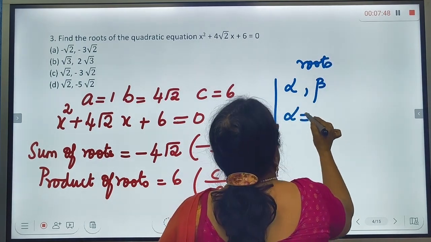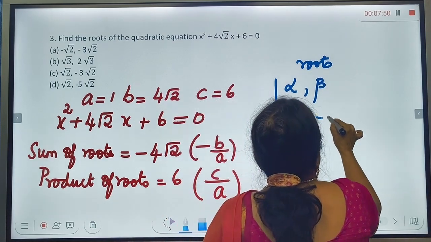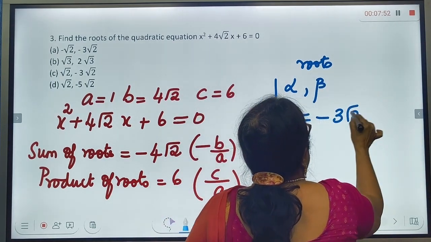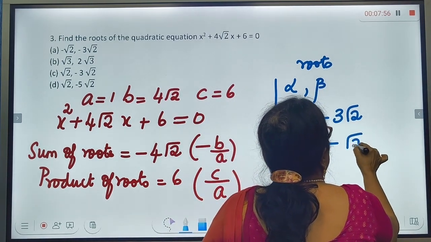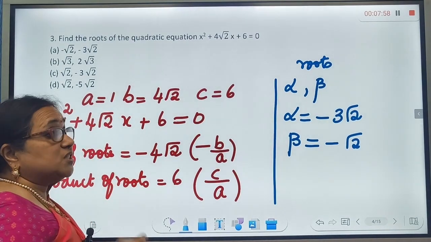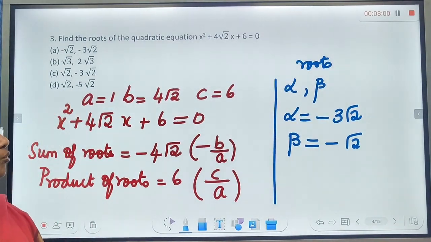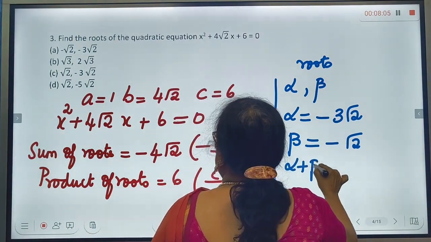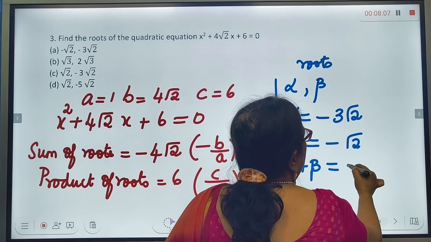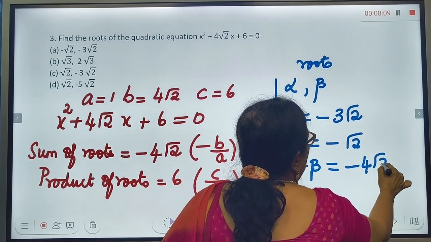Let us suppose alpha, since the sum has to be minus 4 root 2, I am keeping them as, or rather guessing them to be, minus 3 root 2 and minus root 2. Why? Because I know that root 2 into root 2 will give me 2. And what will be alpha plus beta? Minus 3 root 2 minus root 2 will be minus 4 root 2.